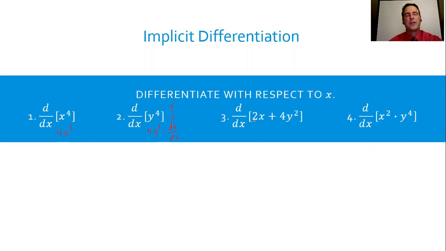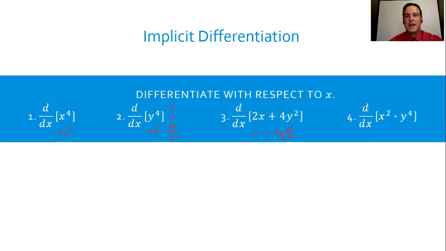If we look at the third one, take the derivative with respect to x. So let's see, this is going to be a 2. This will give you your 8y, but because I'm using a letter different than the variable x, I have to in the back put a dy dx.